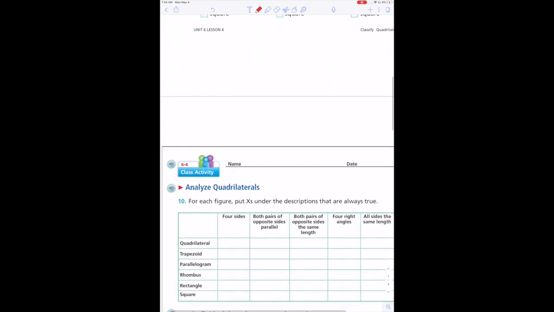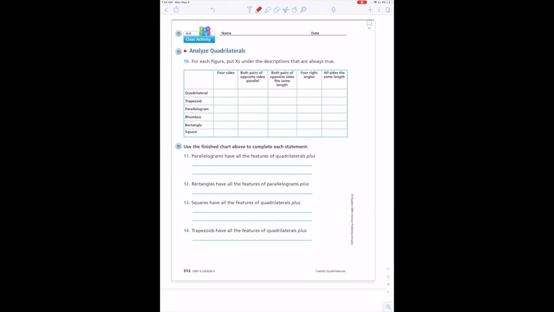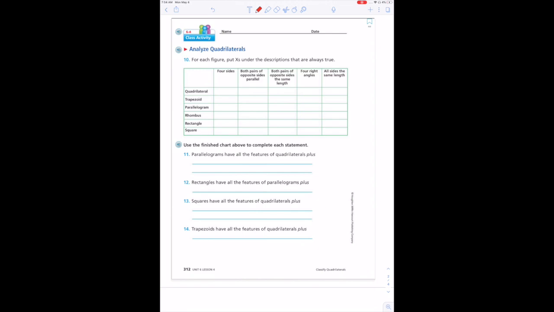What I want you to do is turn to page 312, and I want you to try to figure out this page the best that you can as your assignment, okay? So I want you to pause this. What I'm going to do when you press pause is fill it out so that you can check your answers, okay? So go ahead and pause, fill it out, and let's see how you do.